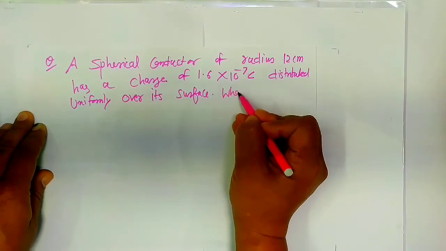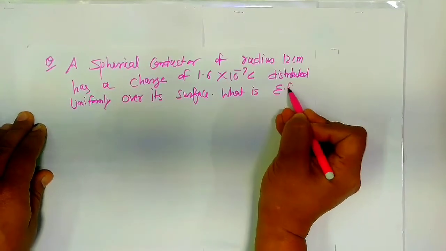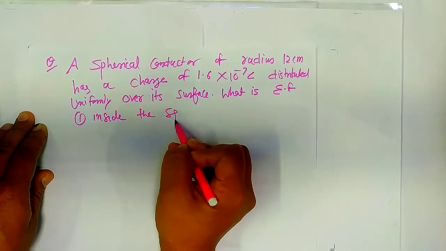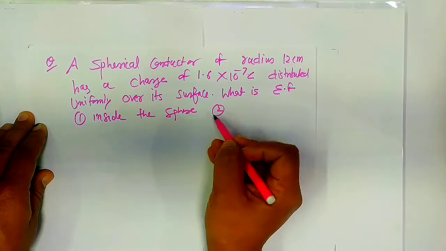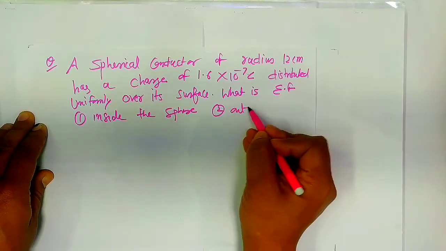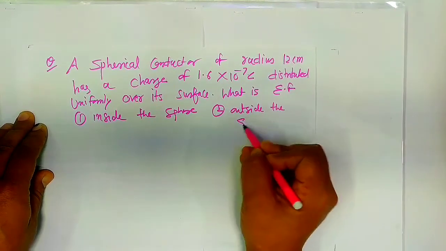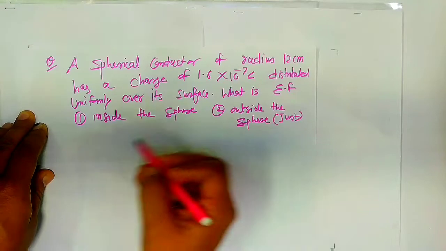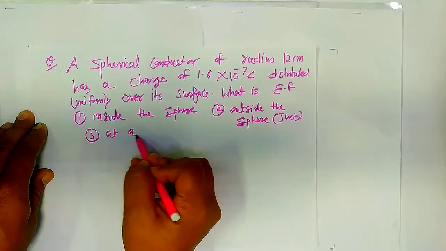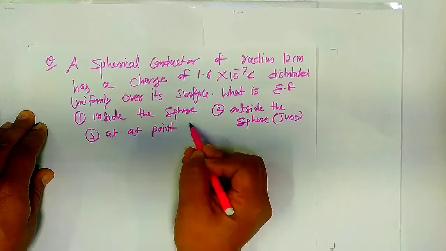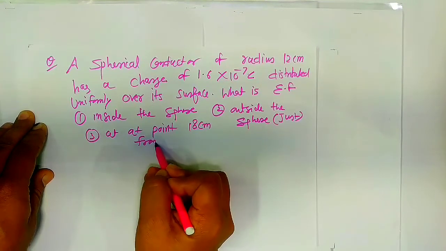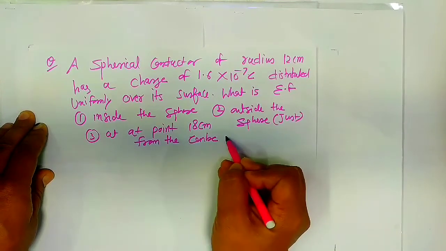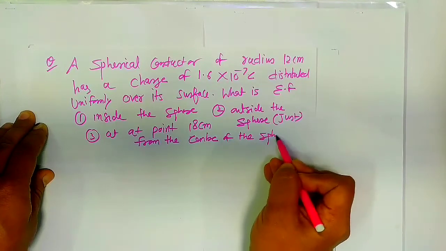And what is the electric field? It has been asked inside the sphere. Second, just outside the sphere. And the third is at a point 18 centimeter from the center of the sphere. So this can be a 3-mark question.